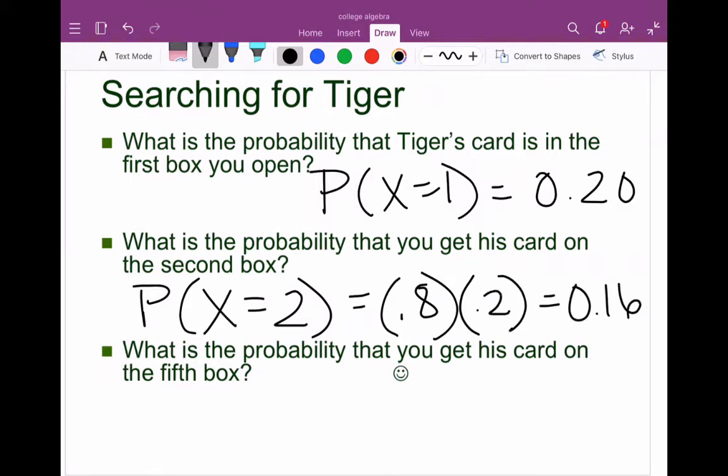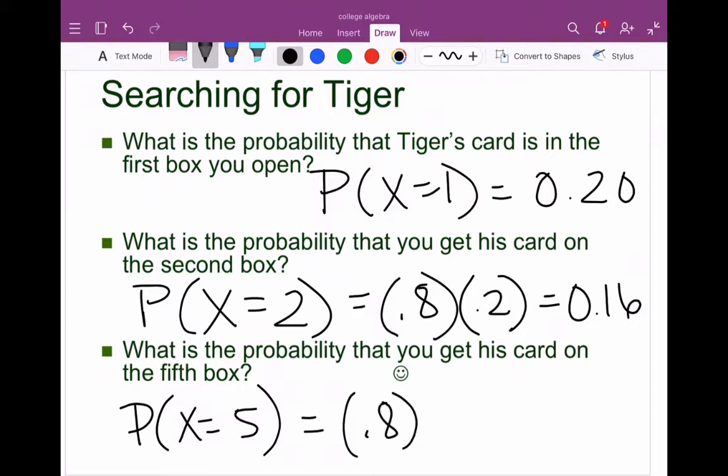which is 16% of the time. The last one is what is the probability that you get his card on the 5th box. So this would be the probability that we find his card the 5th time. That means the first 4 boxes do not contain Tiger's card. So that would be 0.8 to the 4th, representing the probability of not getting Tiger's card in the first 4 boxes, times 0.2 when we finally do get his card, which ends up equaling 0.082, or 8.2% of the time.